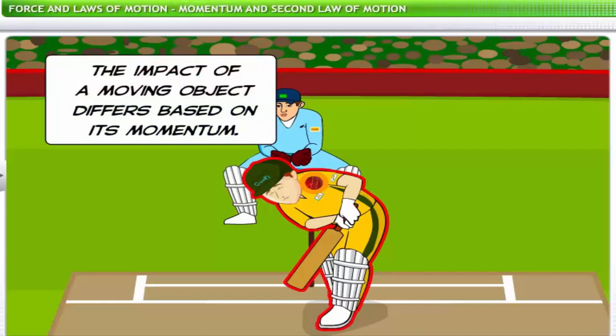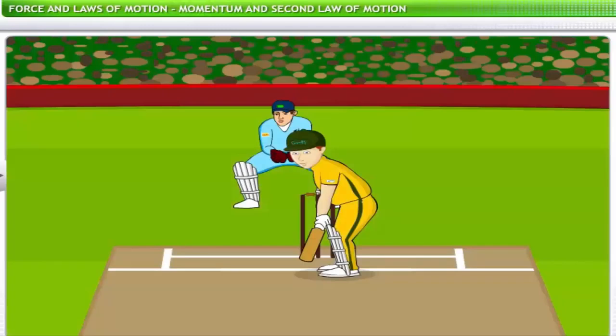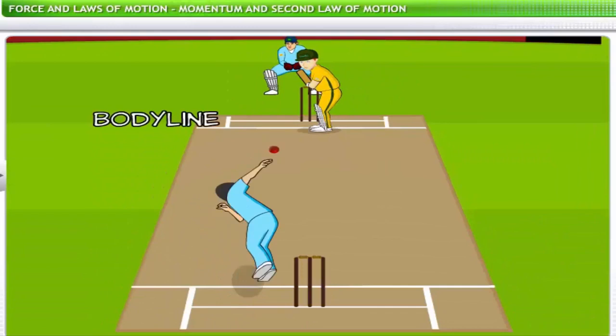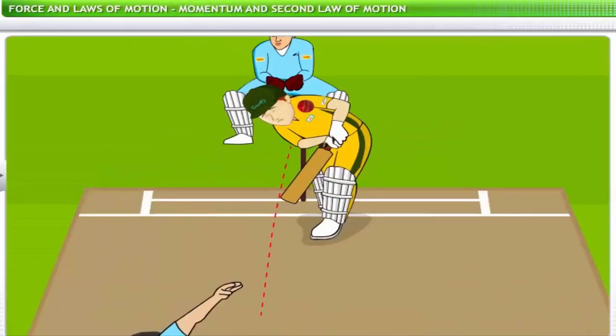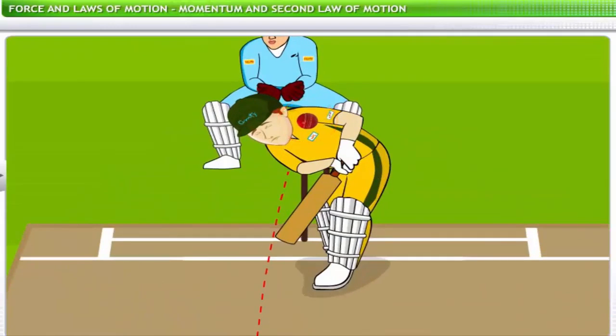The impact of a moving object differs based on its momentum, which is the product of the body's mass and velocity. A cricket bowling technique devised in the 1930s called bodyline involved aiming fast-paced balls at the shoulders of the batsman. In the past, many batsmen have been injured due to the impact of the balls travelling with high momentum.